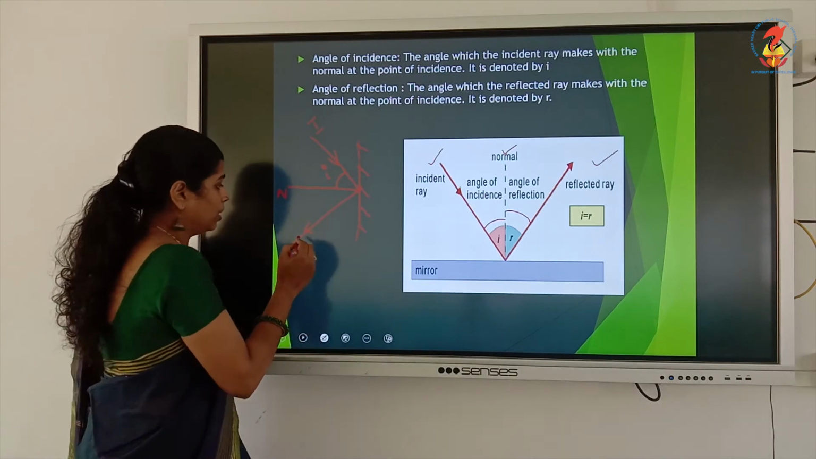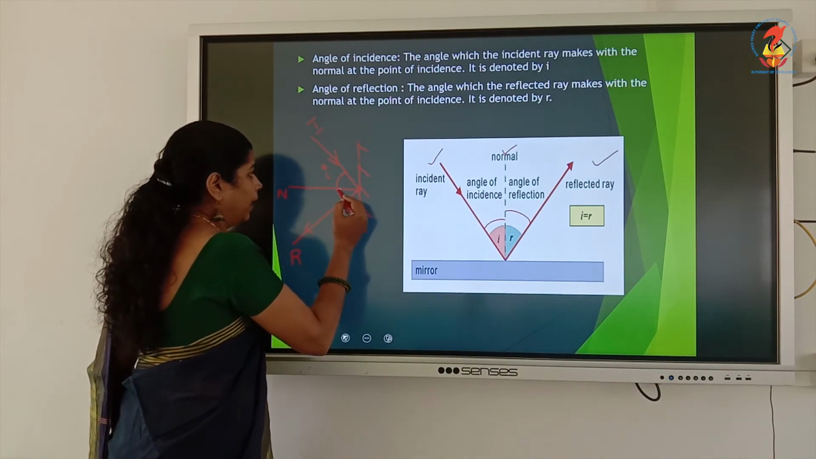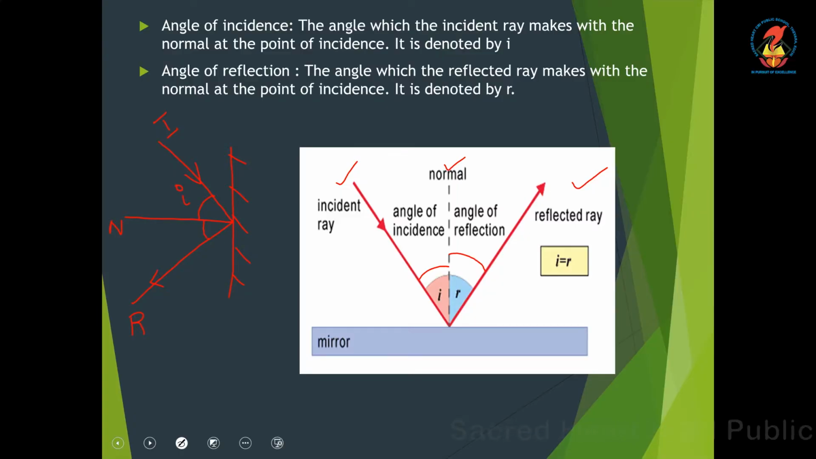Here this is the reflected ray. The angle between the reflected ray and the normal is known as the angle of reflection. It is denoted by the small letter r.